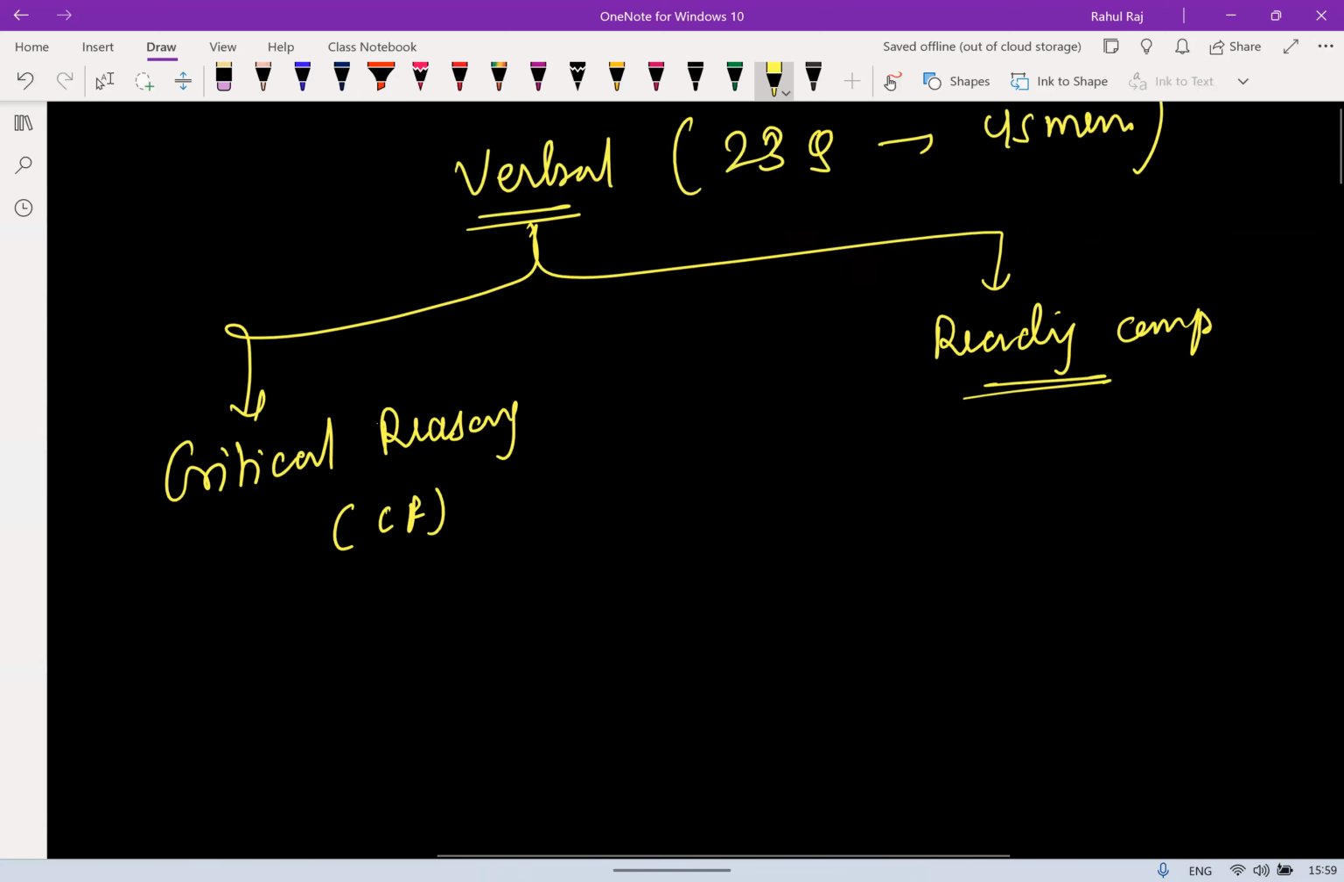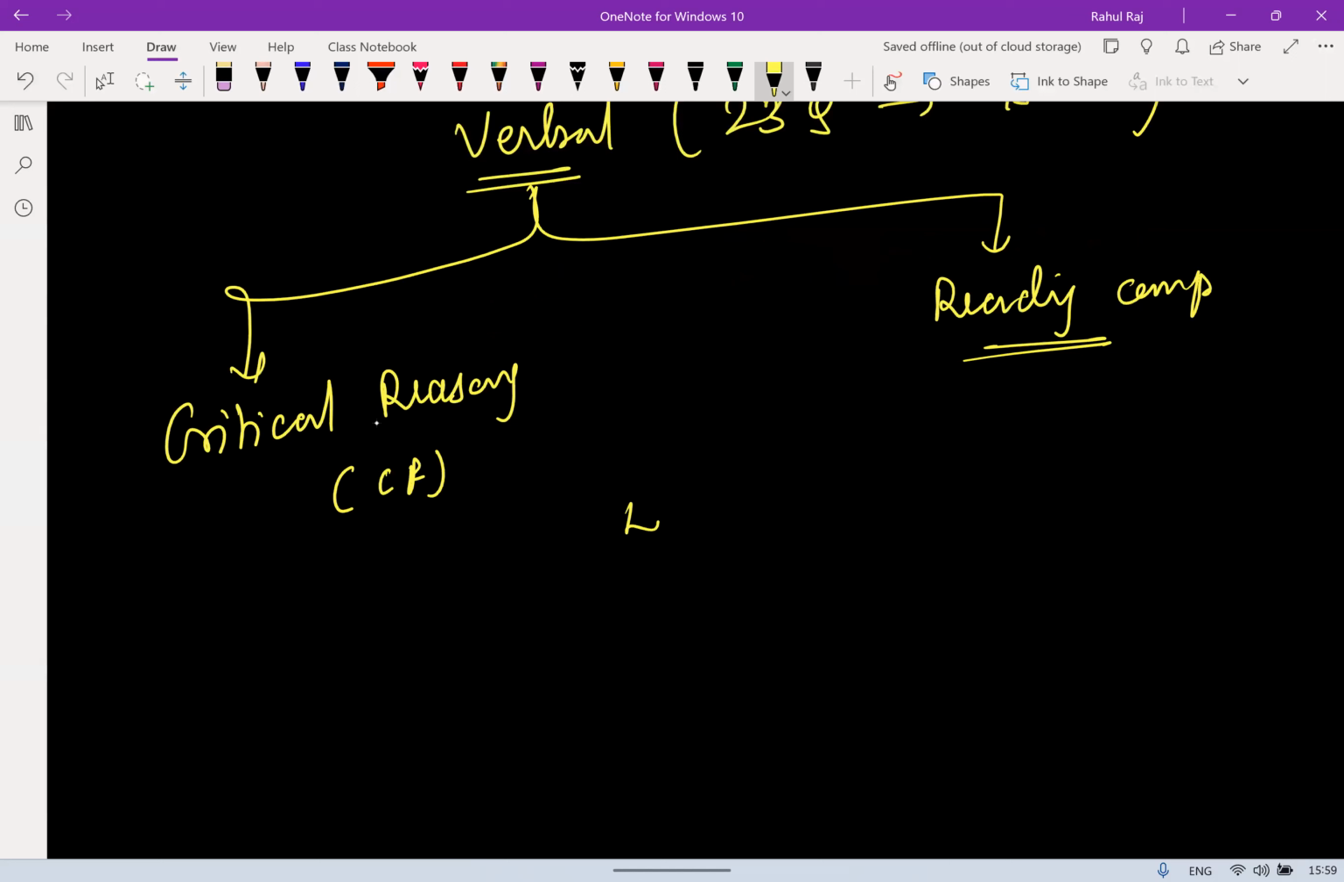You can expect 100% that there will be 4 passages in the exam with 3 questions each. And the rest, that is 12 questions of RC, you will have.